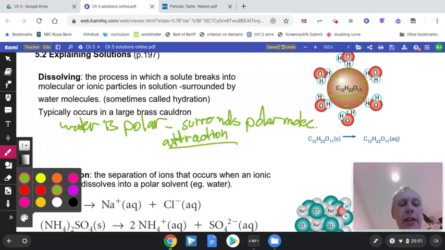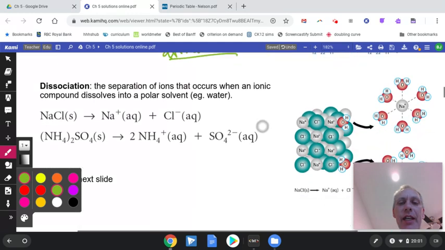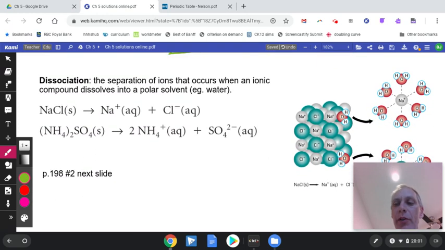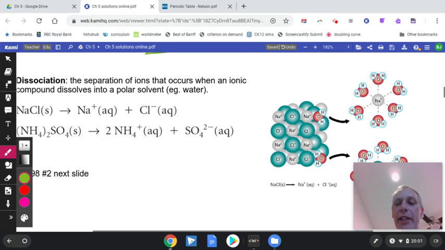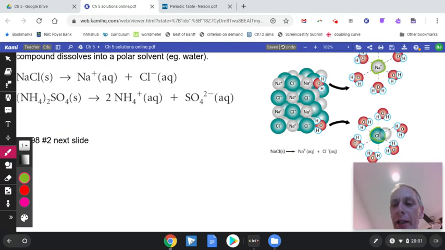And weak acids are also polar, so they also do the same thing. They will dissolve into the water, okay, because of the attraction, the polarity. Okay, dissociation is a little different. In dissociation, the water molecules are also polar, but this time they are breaking the ionic compound apart into its positive ion, positive cation, and negative anion.